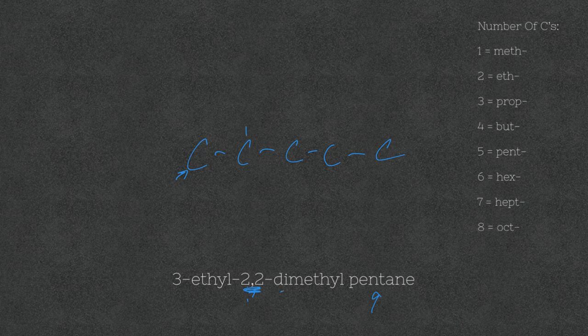That just indicates that off of the second carbon, I have a methyl group up there, and I also have a methyl group right there. And then off of the third carbon, I have an ethyl group. So there you go. We have a pentane. Off of the third carbon, there is an ethyl group. Off of the second carbon, there are both of our methyl groups. Hope this helps.